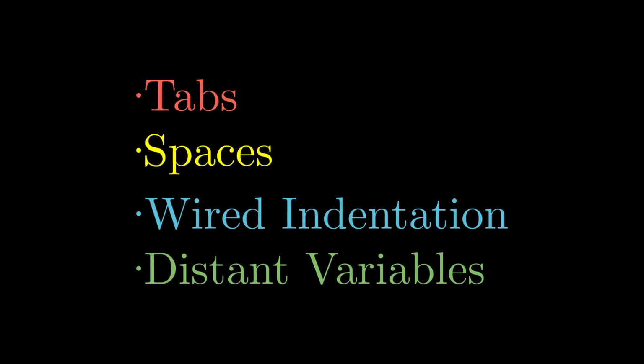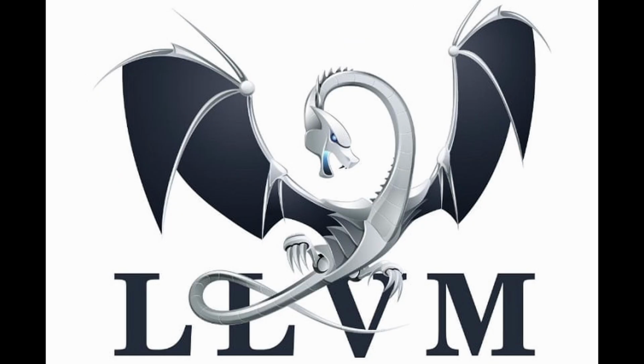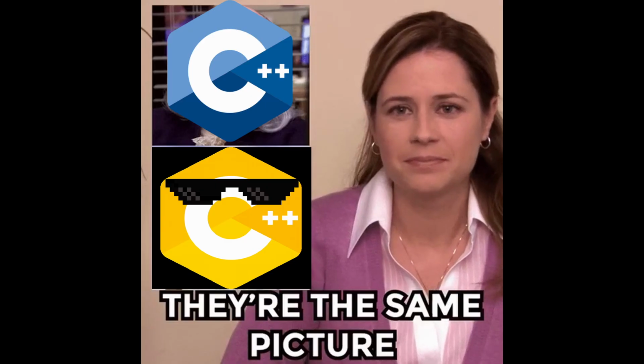Tabs, spaces, weird indentation, function parameters spaced out like they're socially distancing. Introduced as part of the LLVM Clang toolchain, this is what Clang-format fixes, the everyone formats code differently problem.